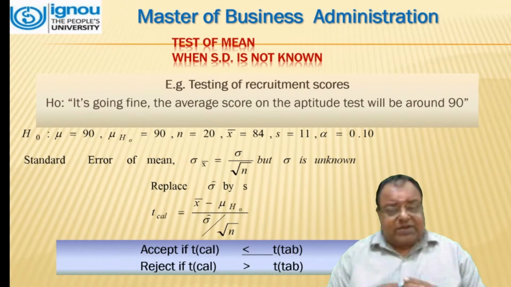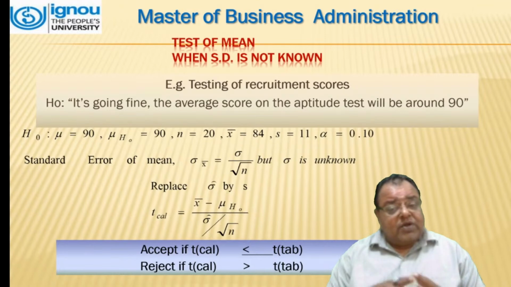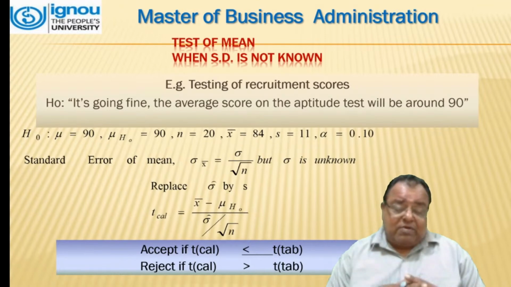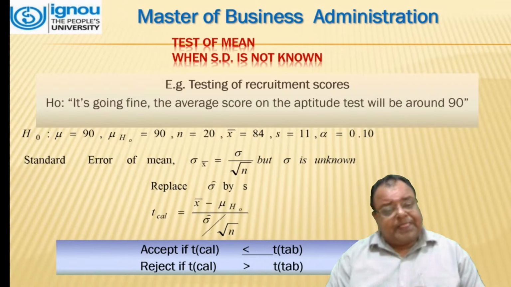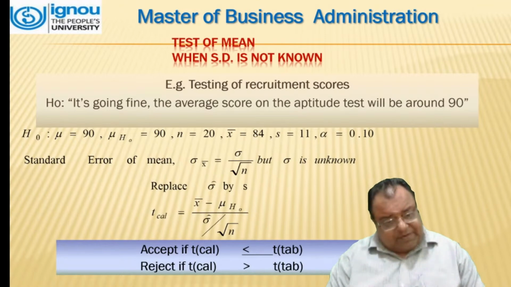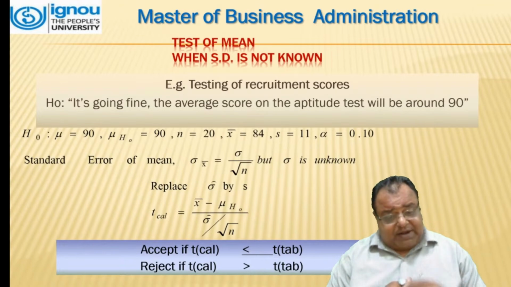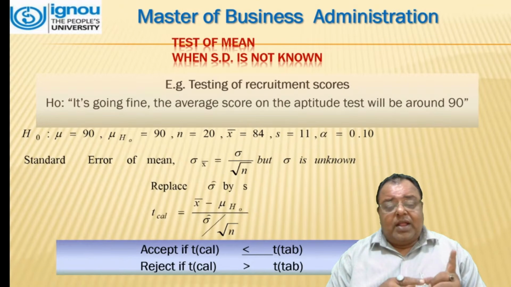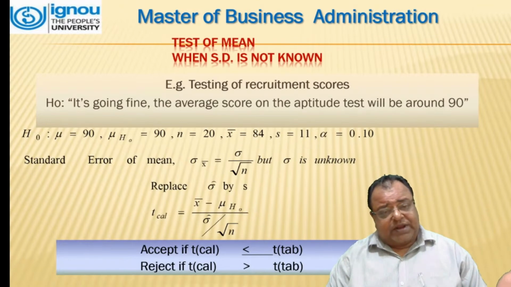We are not aware of anything related to sigma. Sigma is unknown here. So what we are going to do, we have the sample standard deviation, that is s equal to 11. For our calculation purpose, we are going to replace sigma by s, and calculate t. If the t calculated is less than t tabular, we accept it. If t calculated is greater than t tabulated, we reject it.